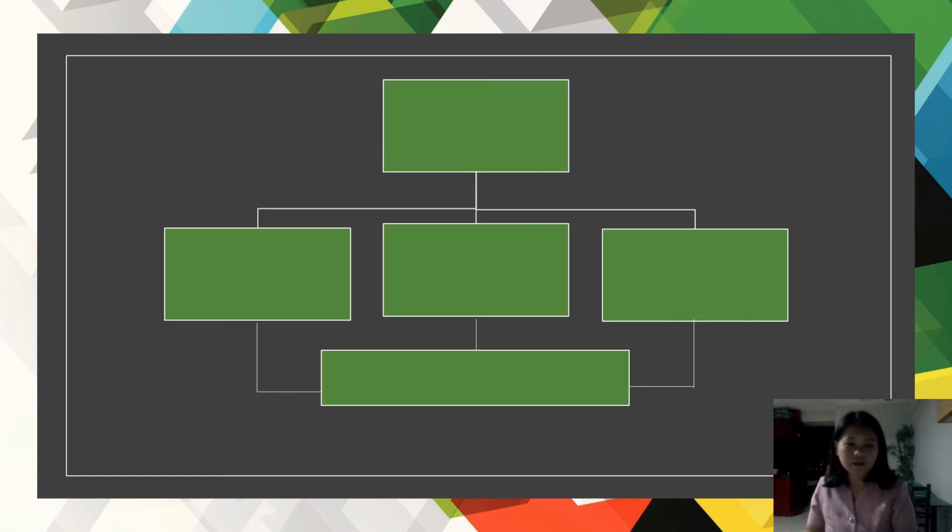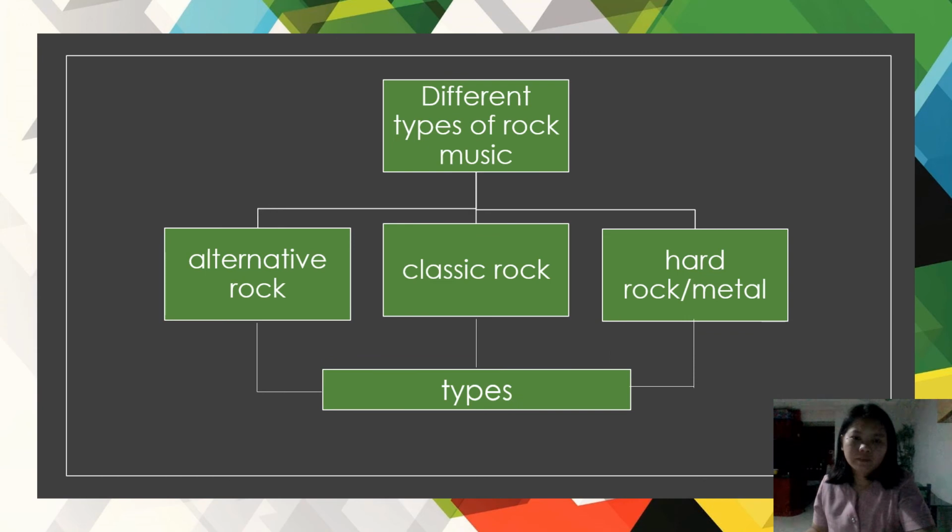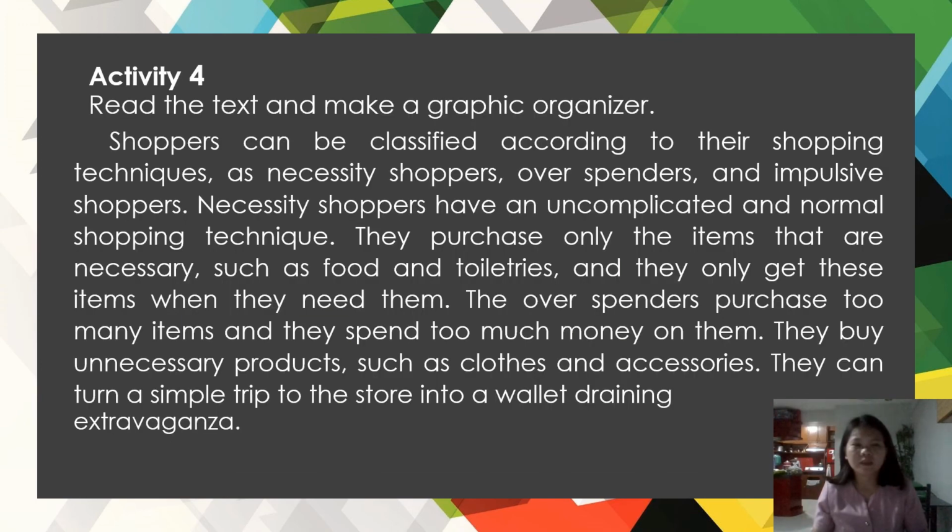So this is the graphic organizer that you need to copy. Then your answer, of course. The first box is the main idea. You have the different types of rock music. We have the alternative, the classic rock, and the hard rock or metal, and the signal word used is types.